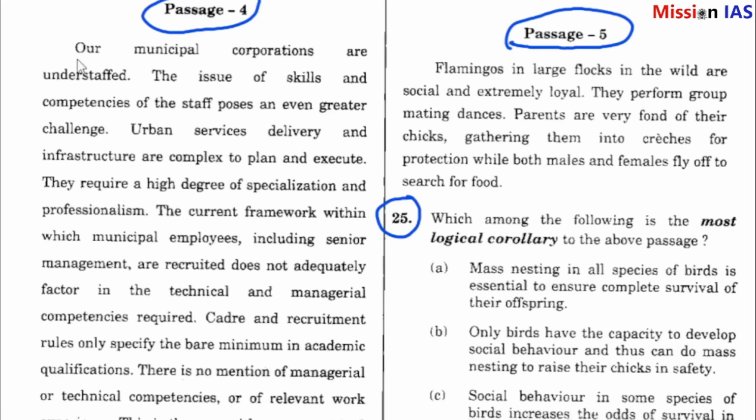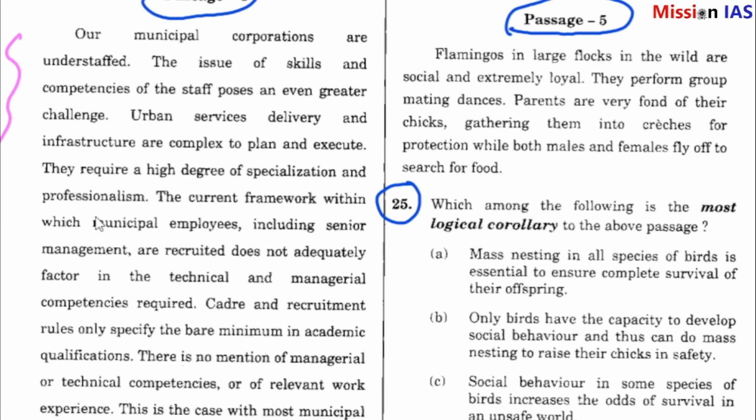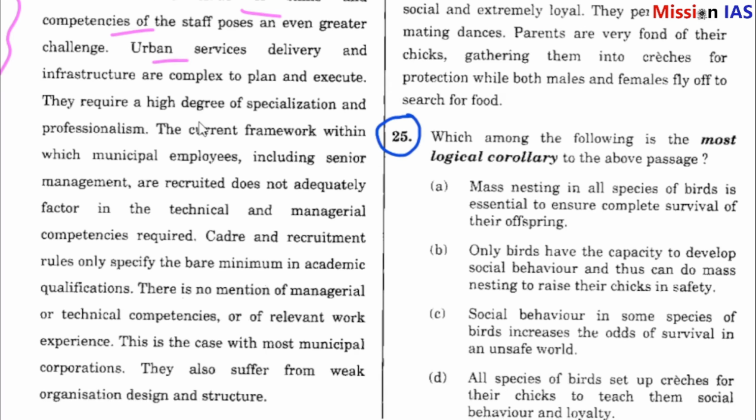So passage 4. Our municipal corporations are understaffed. The issue of skills and competencies of the staff poses an even greater challenge. Urban services delivery and infrastructures are complex to plan and execute. They require a high degree of specialization and professionalism.